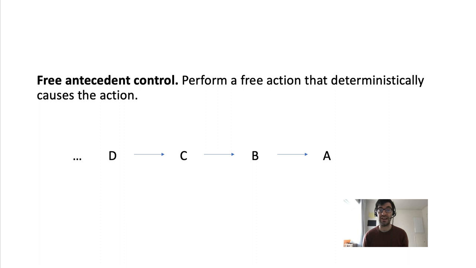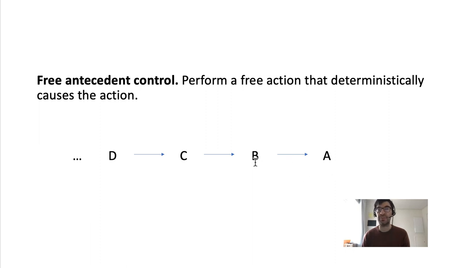And Franklin points out that if you understand it this way, it leads to an infinite regress, because then for an action A, so the proposal is that free antecedent control is a necessary condition for an action being free. And so for A to be a free action, the agent has to be able to perform an earlier free action B that would deterministically cause A.